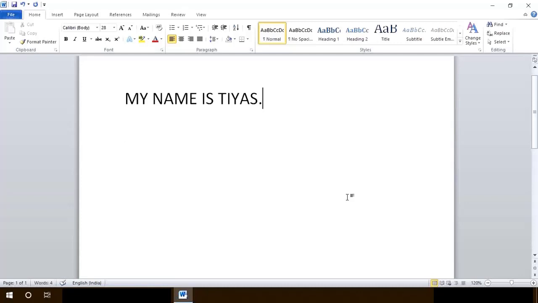Now, if I have to go to the next line, what should I press? If you know the answer, that means you have already worked on a Word file. Correct, it is the Enter button. And I will write my next sentence. I am 4 years old. Remember to keep the spaces. And no, children, I am not 4 years old, but Tiash is. So this was my file.